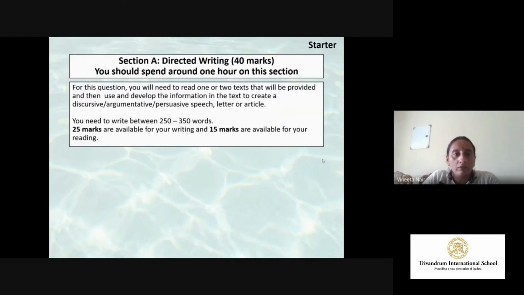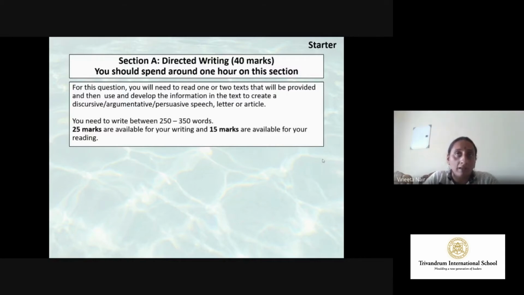The first question in section A, which is directed writing, is worth 40 marks, and they need to spend 1 hour on this section. Students need to read 1 or 2 texts and then use and develop the information in the text to create some kind of argumentative, discursive, or persuasive speech, letter, or article. They need to write between 250 to 350 words, and 25 marks are given for their writing skills and 15 marks are for their reading skills. That's how it makes 40 marks.